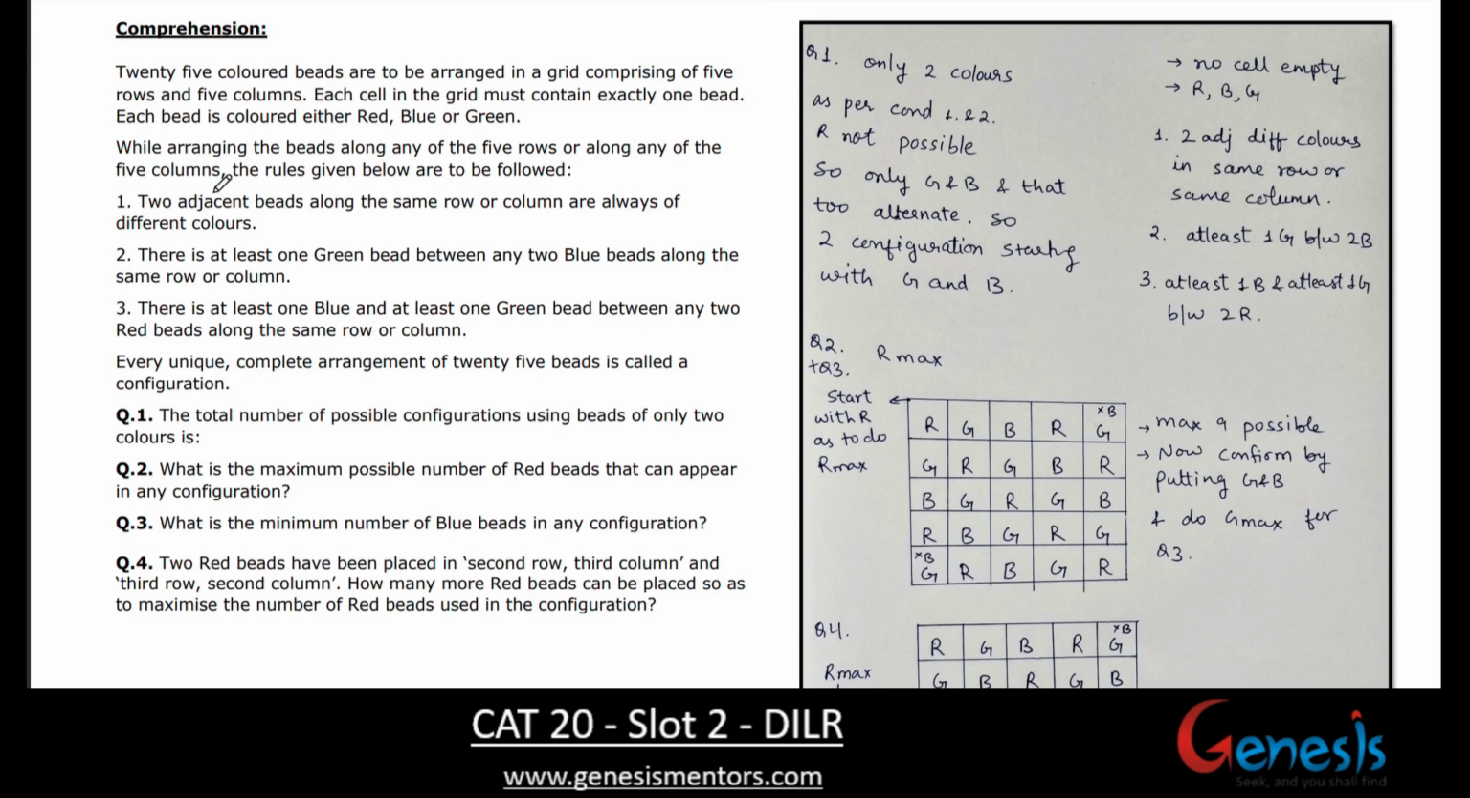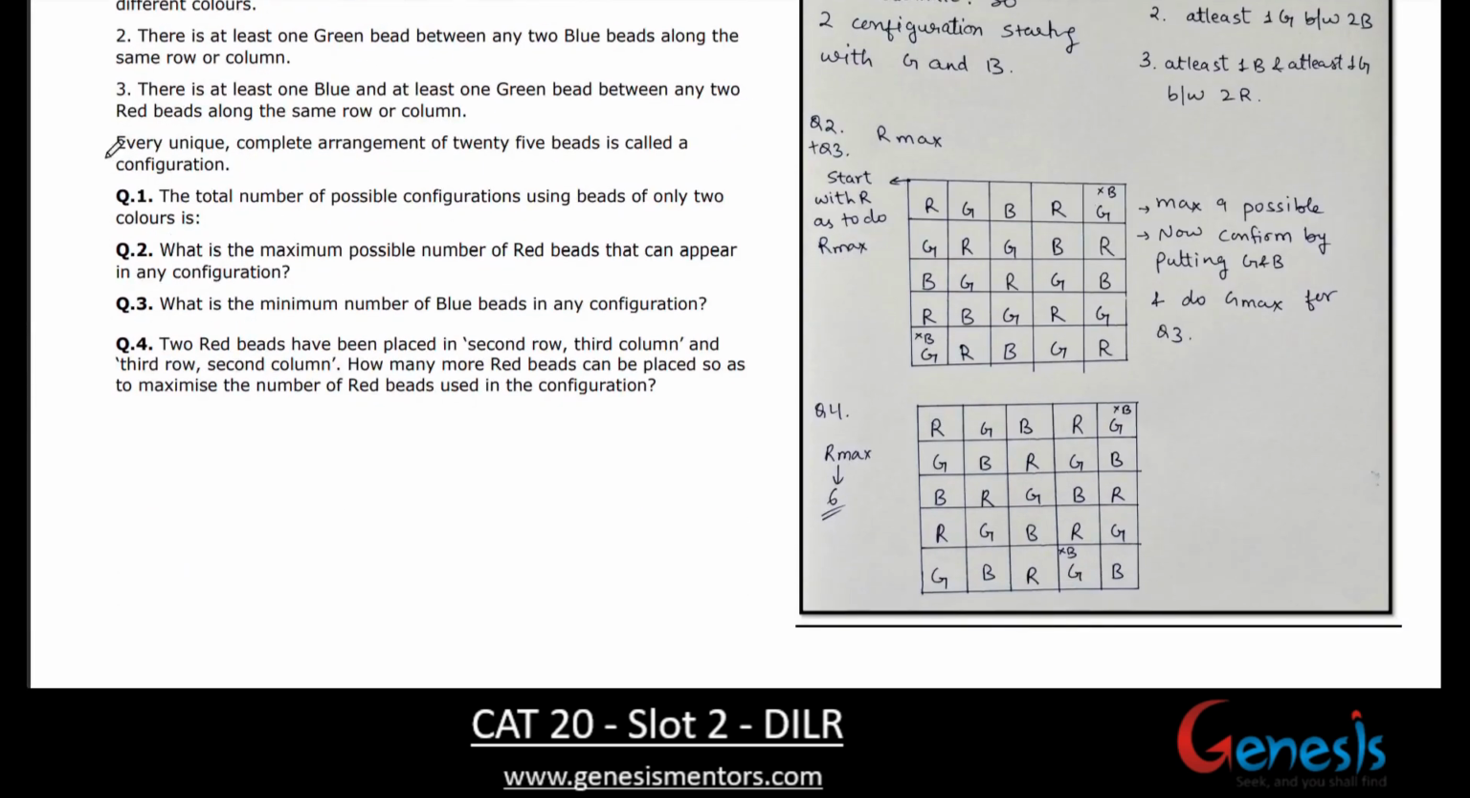Now, while arranging the beads along any of the 5 rows or along any of the 5 columns, the rules given below are to be followed. So these are the rules we need to follow to fill those beads in the grid. Some extra condition is there. Every unique complete arrangement of 25 beads is called a configuration. So they have defined the configuration which is valid.